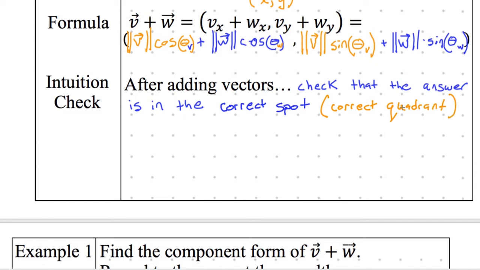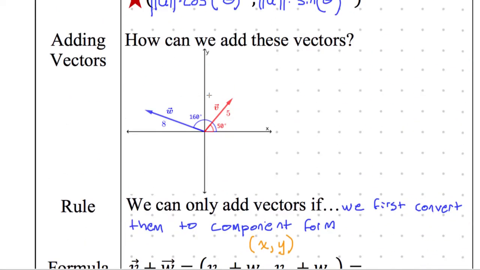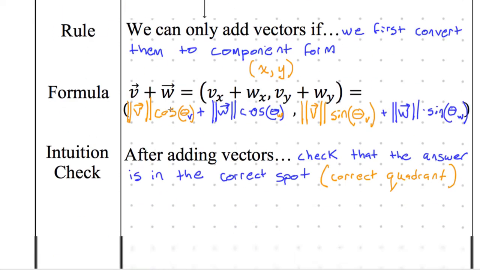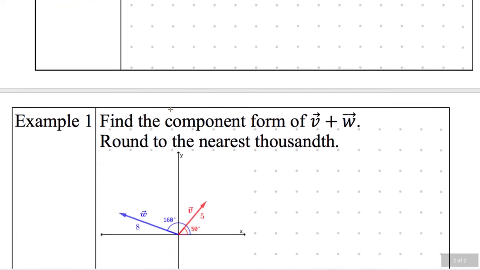It should definitely be in the correct quadrant, if not more or less the correct spot, because you can roughly generalize and be like, oh, okay, I can put those two tail to tip in my head and be like somewhere around there. So I should be looking roughly at about negative 7, negative 6-ish for the x component.